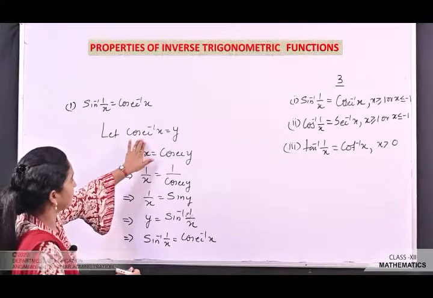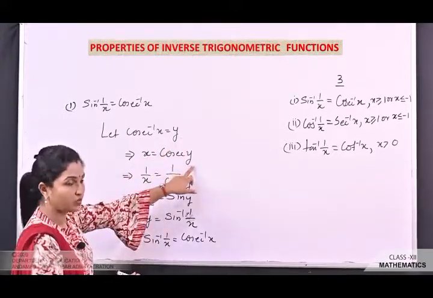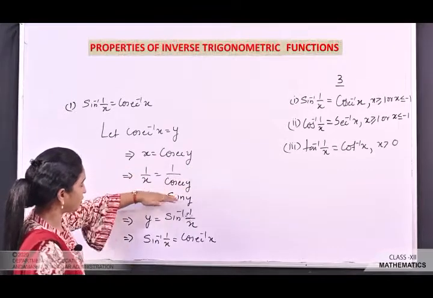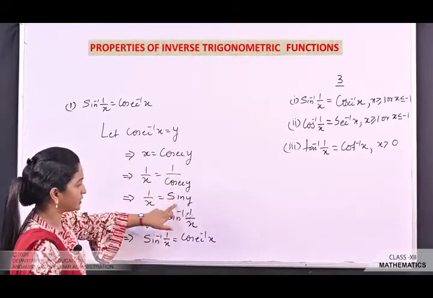You have taken cosec inverse x as y and then that means x will be is equal to cosec y. You have taken the reciprocal. We already know cosec y is what? 1 by sin y. So you are going to get sin y.